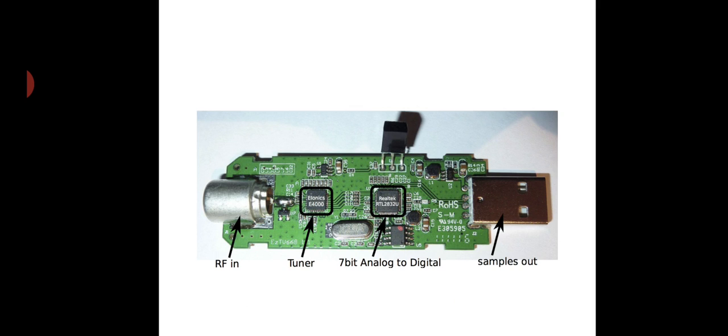So, the internal structure of the SDR dongle is shown over here. First of all, there is an RF input to which the SMA connector is joined and the RF signal is fed in. Then there is a tuner and a 7-bit analog to digital converter, and there is samples out. The samples out is basically the signal converted from the RF signal to a digital signal and sent to your laptop or any kind of computer for analysis.